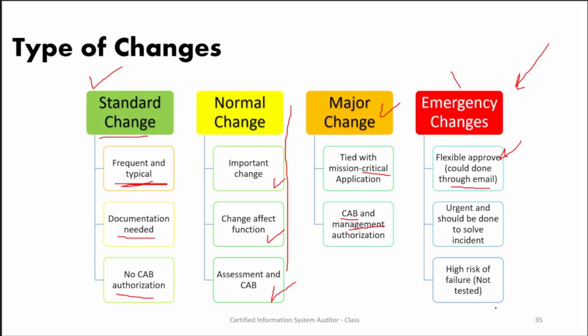So the possibility of failure of this change is the highest. Although the risk assessment is not conducted before the ECAB, during the next CAB meeting the change should be assessed, reviewed and documented in a proper way. But the type of change that is most likely to result in a failure will be the emergency change, because we don't have a risk assessment from the beginning, and also we don't have a rollback scenario.